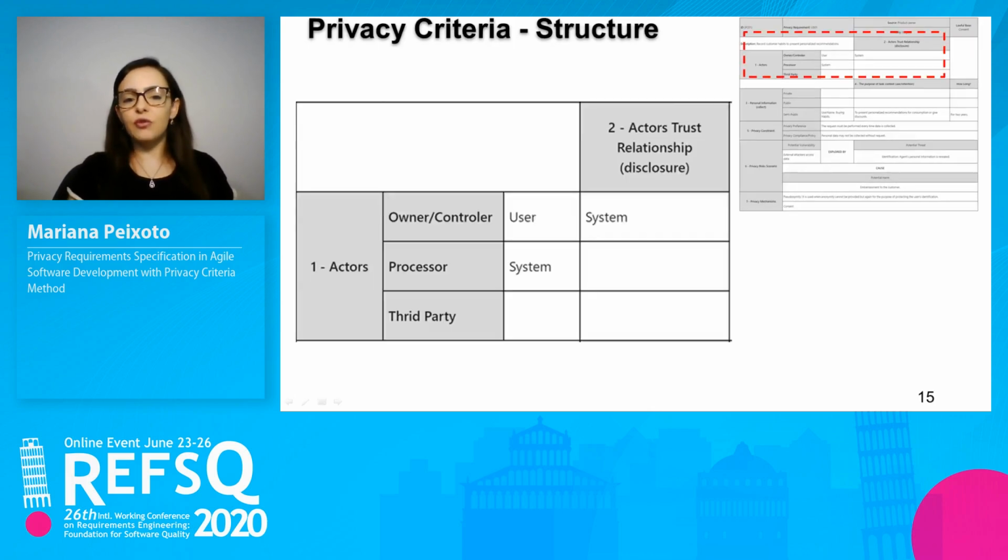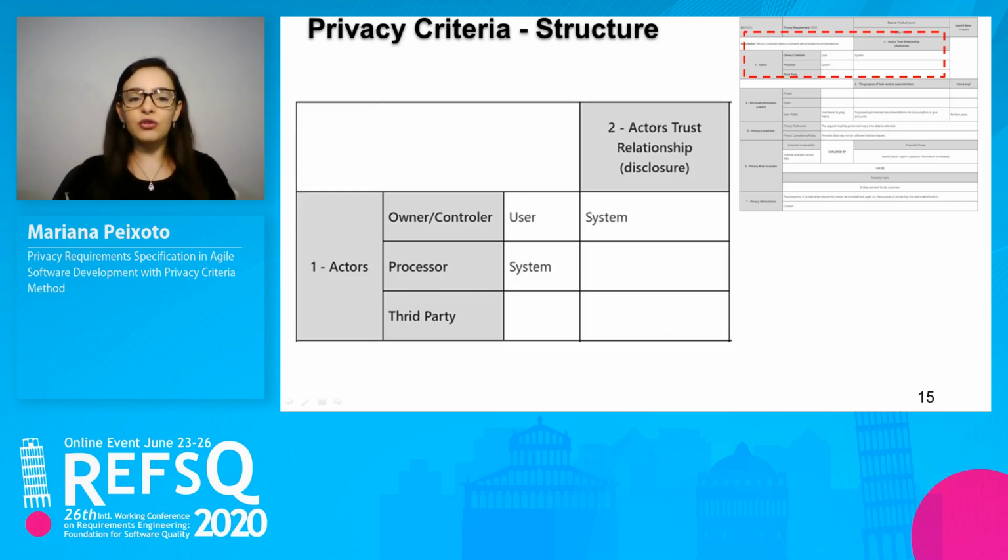After that, we start the steps of PCM. First step is the specification of the actors. That can be the owner of personal information, the processor, person or system that will be in touch with some personal information, and third party, person who needs permission to access this personal information. Here we have user and the system.